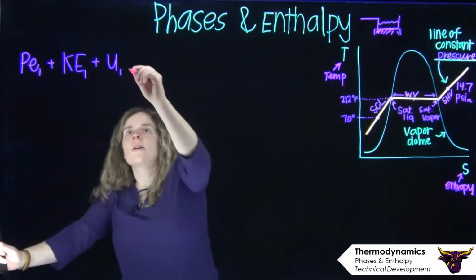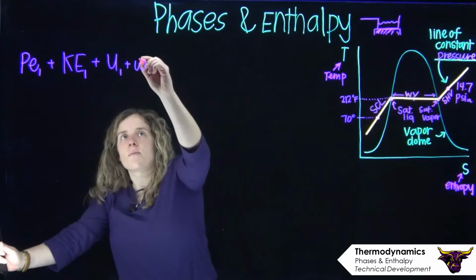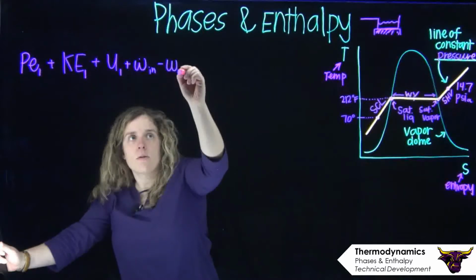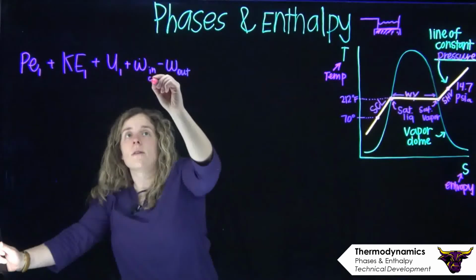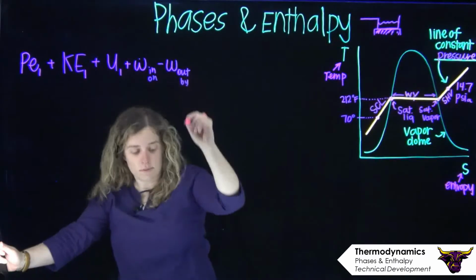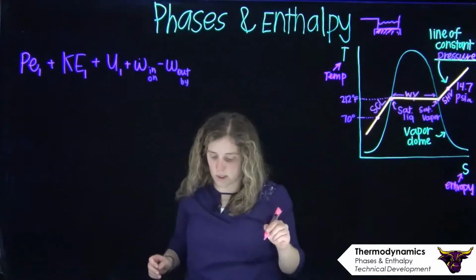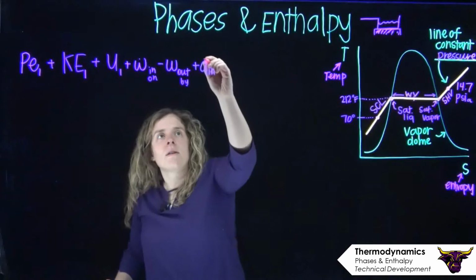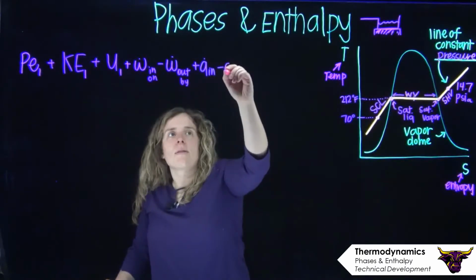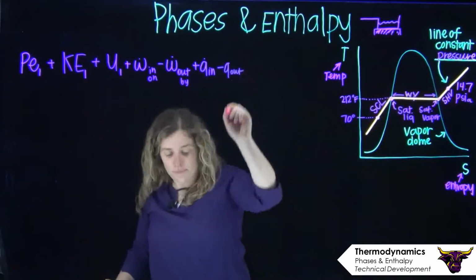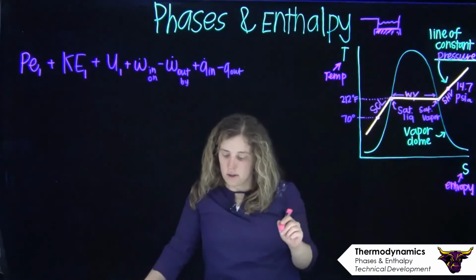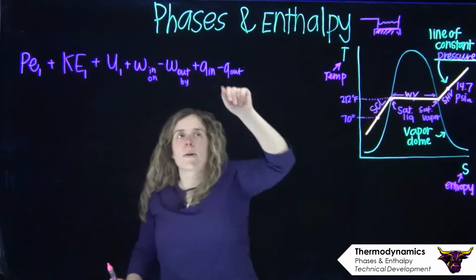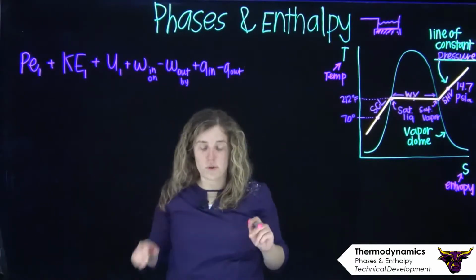And then you're going to have some work in. You're going to have some work out, or on and by. Sorry, I'm always confusing those two things. So then we have some Q in. We can put rates on these. We have some Q out. We don't have to have either way. We're not going to talk about units right now, so don't worry about that.